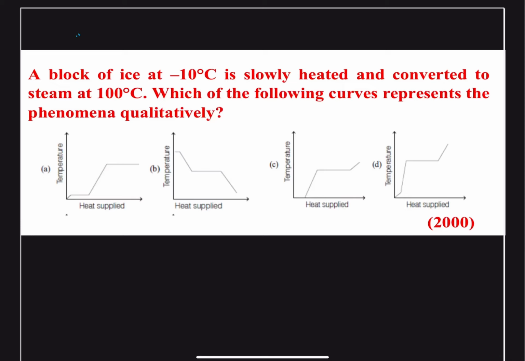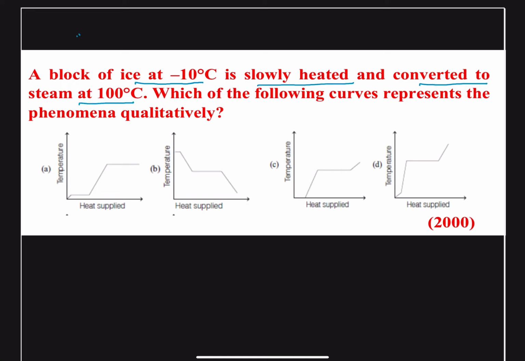Hello friends, today's question: a block of ice at minus 10 degrees centigrade is slowly heated and converted to steam at 100 degrees centigrade. Which of the following curves represent the phenomena qualitatively?